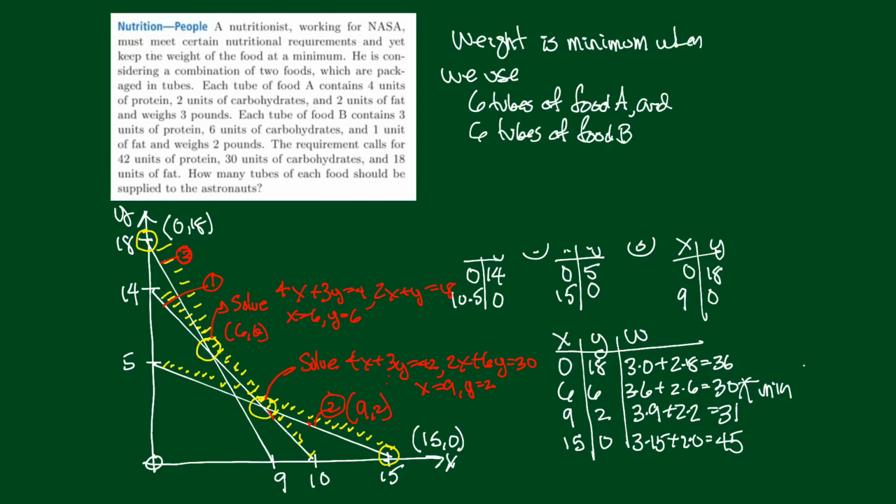So here's my conclusion. I'm going to say that the weight is minimum, and I'm going to tell you what it is. The weight is minimum. Well, I said I was going to tell you what it is. Let me tell you. The weight is minimum at 30 pounds when we use 6 tubes of food A and 6 tubes of food B.